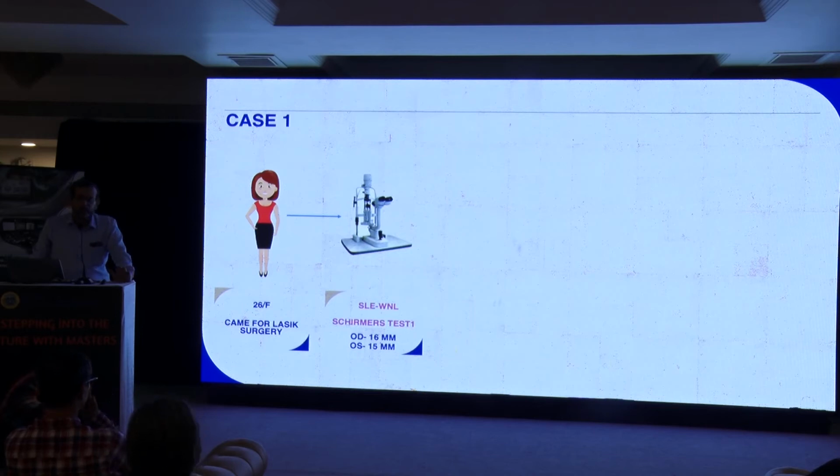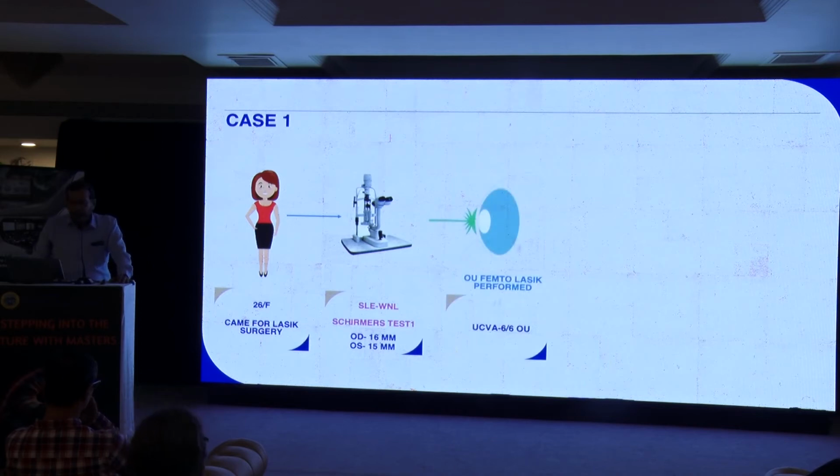Actually, this patient was brought in for a LASIK surgery by a referring doctor. And in spite of low Schirmer scores of 16 and 15, she wanted to undergo LASIK at the same time. A femto LASIK was performed, and she regained a visual acuity of 6/6.